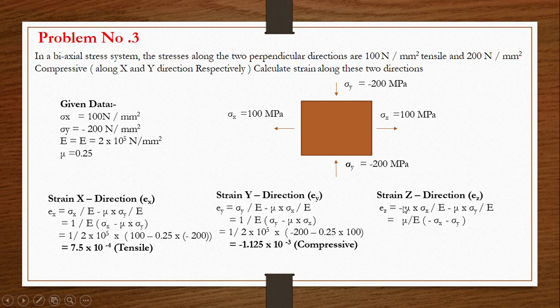And the last one, the third one, that is strain in z direction. So minus mu into sigma x divided by E minus mu into sigma y divided by E. Taking mu divided by E as common, remaining minus sigma x minus sigma y. By putting the values and calculating the above equation, we get the answer E z, that is strain in z direction, will be 1.25 into 10 to minus 4, as it is positive, so it will be tensile.